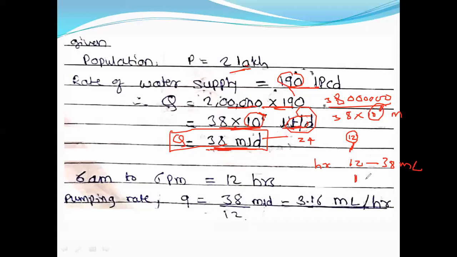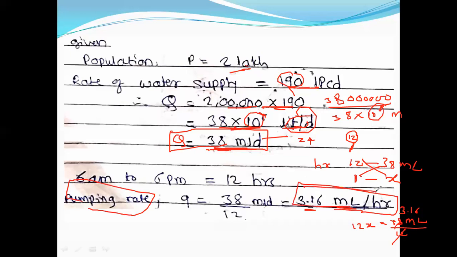Then for 1 hour how much liter of water will be supplied? So do here the cross multiplication like this, as a gunottar kada. You will get here 12x is equal to 38 million liters. Okay, and when we take this 12 on this side we will get 3.16 million liters. So the capacity of pump or pumping rate should be 3.16 million liters per hour, म्हणजे एका तासामध्ये एवढं पाणी त्या ठिकाणी सप्लाय केलं पाहिजे.